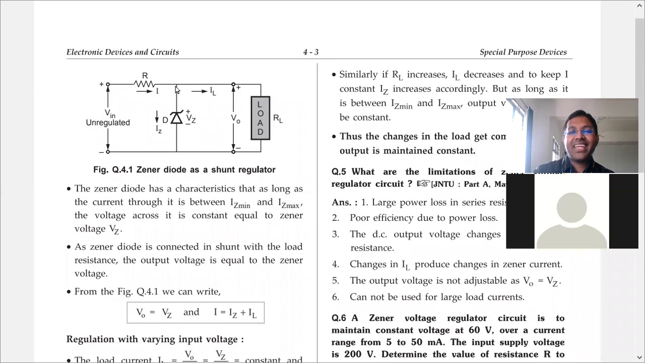Anybody tell me the KCL equation at this node? Fast, please. Let us make our classes interesting. Participate, I want all of you to participate.